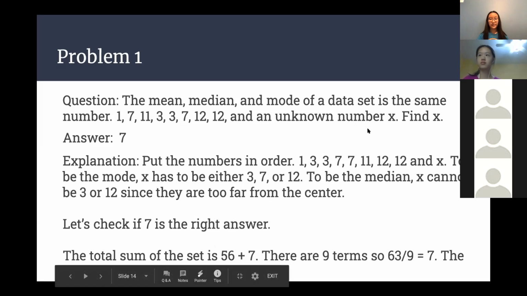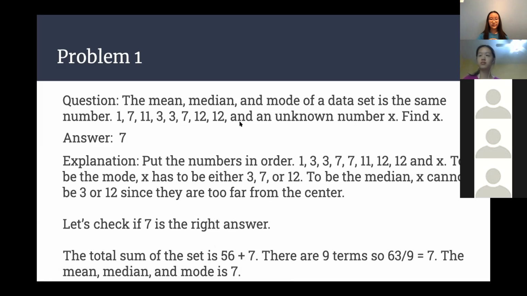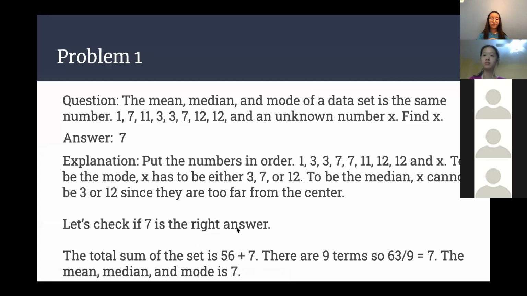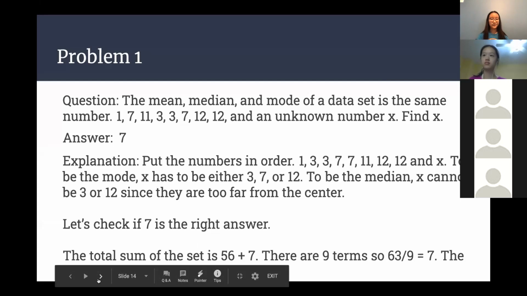So if x equals 7, then you add up all the other numbers plus 7 to get 63. And that would make 9 total terms. So to find the mean, you do 63 divided by 9 to get 7. And that would mean that the mean, median, and mode of the dataset would be 7. So that is the answer.